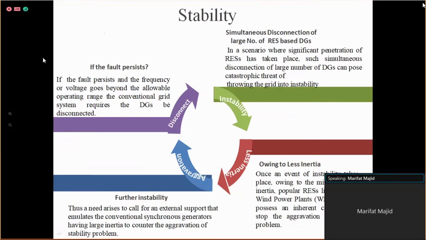So when there is a significant amount of distributed generation systems already in place, you'll have to simultaneously disconnect a large number of distributed generations. And due to that, there is a significant catastrophic threat of throwing the grid into instability. And once an event of instability has taken place, owing to the less inertia involved with the renewable energy systems, it does not have the capability to stop the aggravation of the stability problem. Which further leads to instability again, and a chain reaction starts. So further instability, further disconnection, this chain reaction goes on. So the stability issue is there.